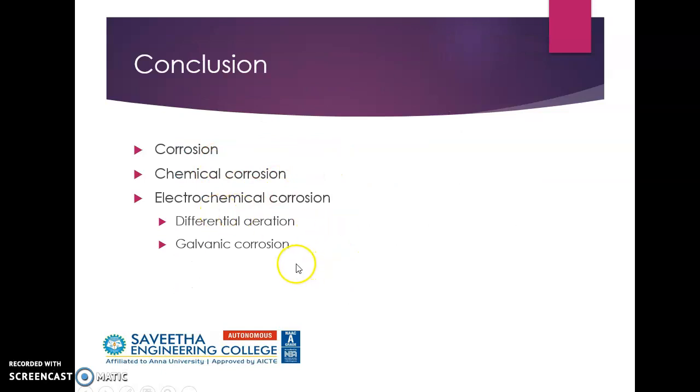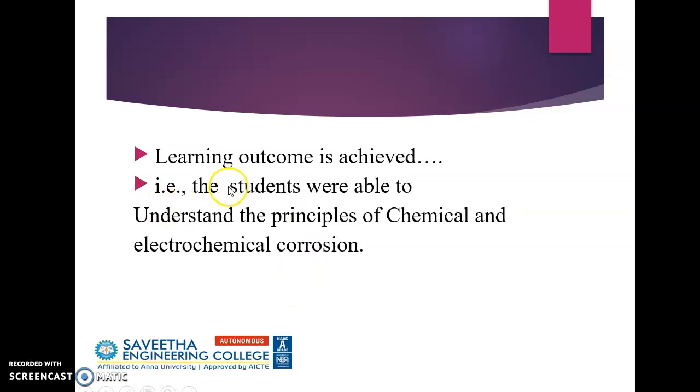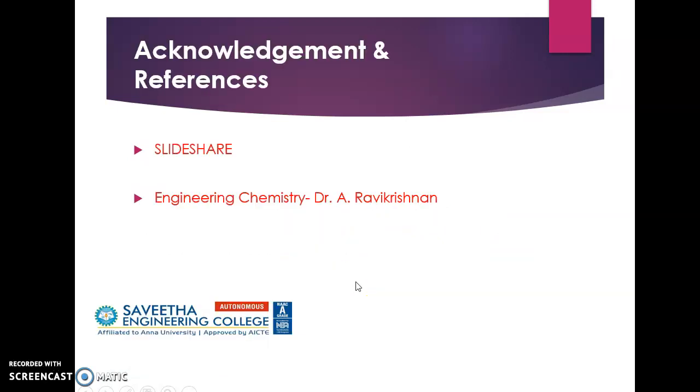So in the last lecture and this lecture, we were discussing types of corrosion like chemical corrosion and electrochemical corrosion, and under electrochemical corrosion, we also discussed differential aeration and galvanic corrosion. As an engineer, you must be responsible in choosing the metal as well as analyzing the different types of corrosion and how to solve it. So the learning outcome, I guess, is achieved. The students are able to understand the principles of chemical and electrochemical corrosion. Thank you.